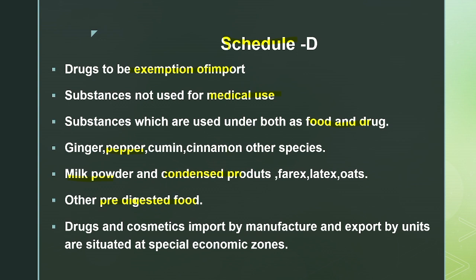Okay, and Schedule D also deals with the drugs and cosmetics to be imported by the manufacturer and exported by the units situated at special economic zones. What types of drugs or cosmetics are mostly situated at the special economic zones? It means the amount of profit will be good for those compounds. So this is about Schedule D.